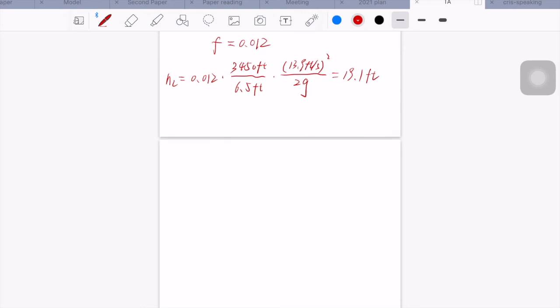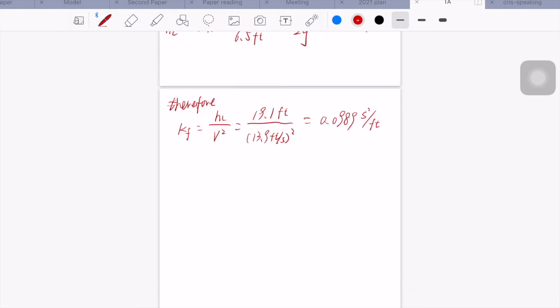And therefore, we know K sub F equals HL over V squared. So the value is 19.1 feet divided by 13.9 feet per second squared. So K sub F equals 0.0989 second squared per foot.